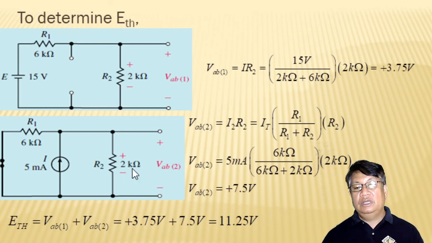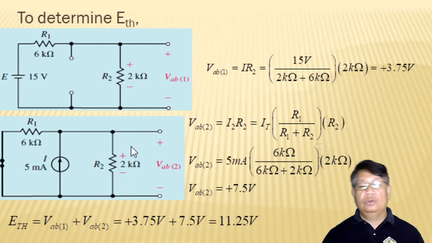Now, what is this current I sub 2? As you can see in this circuit, this is our current source, and R1 is in parallel with R sub 2. So we have two resistances connected in parallel. We have the total current.